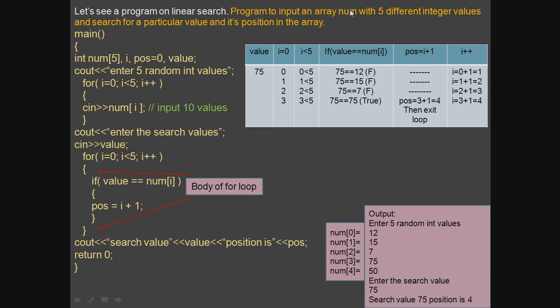The name of the array is num, which will store 5 different random integer values. After entering the 5 integer values, you have to search for a particular value from the array elements and then find the position of that value where it is stored in the array. So this is the program, and here is the dry run method, the table structure, so that you can understand the process, and here is the output.